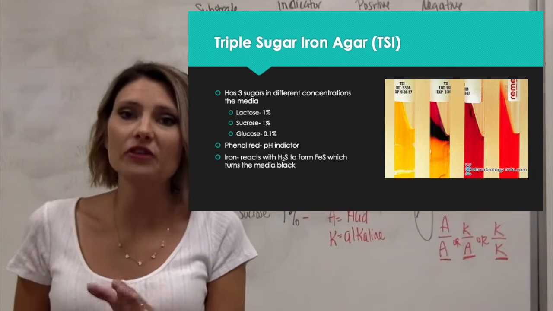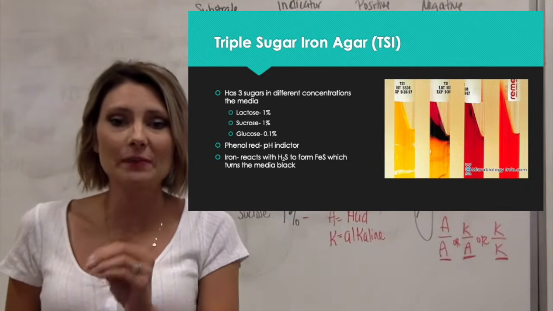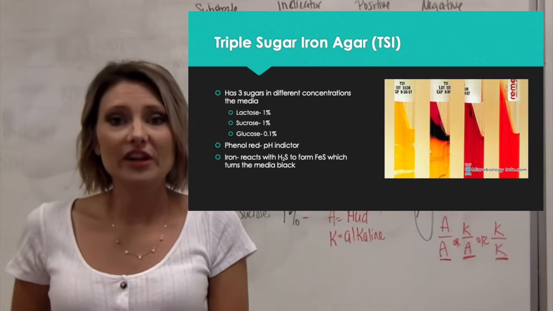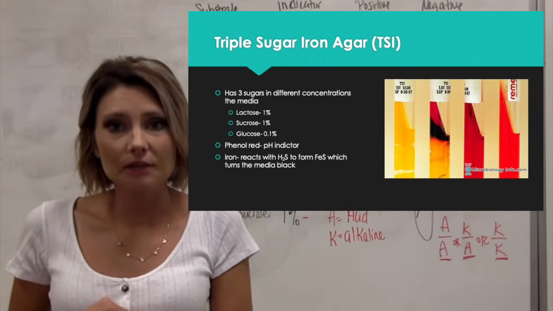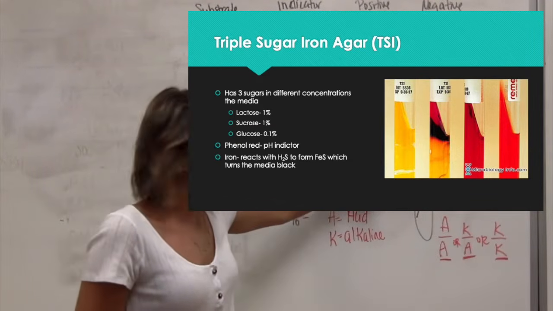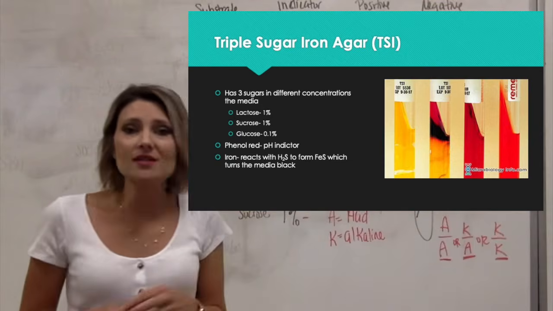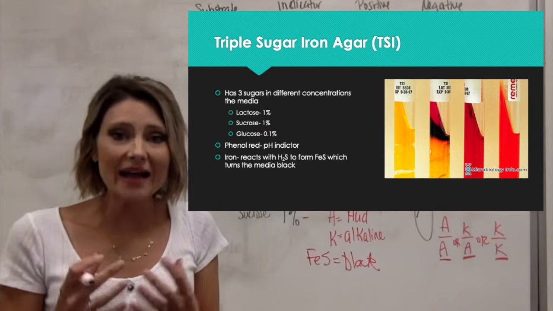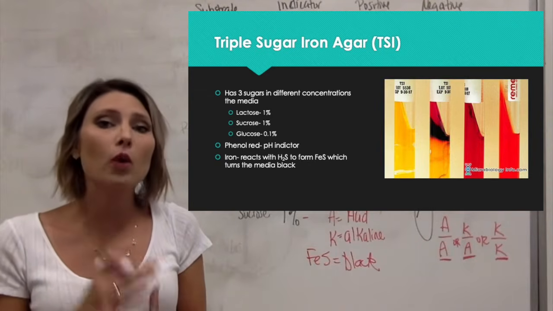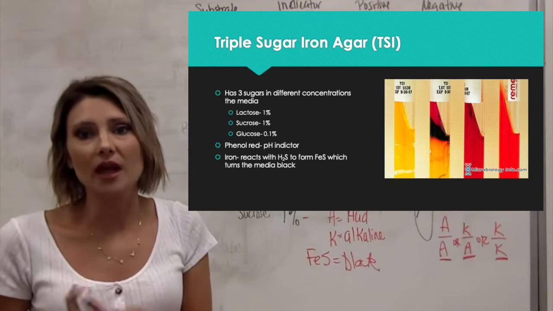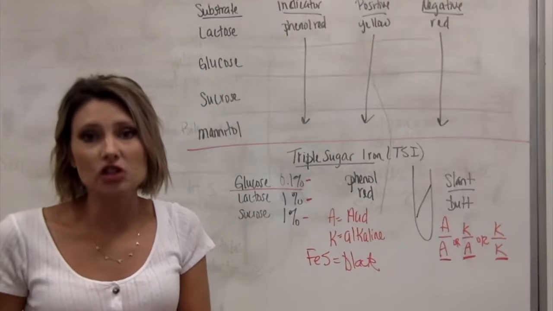This reaction is very similar to the reaction happening in HEA. Remember we had to look for H2S in that? This is a very similar reaction. So, when H2S is produced, it reacts with the iron in the media and produces iron sulfide. That produces a black butt. So the tube will turn black. You will see black in the tube, and so that's positive for H2S.